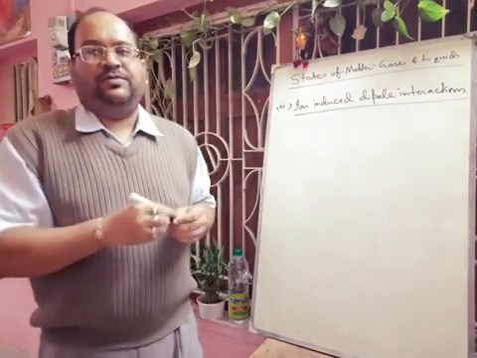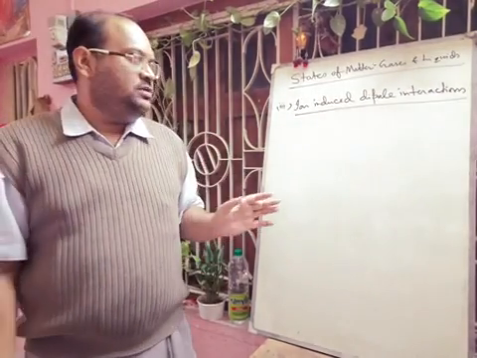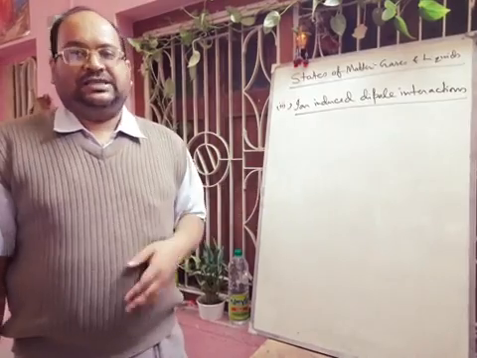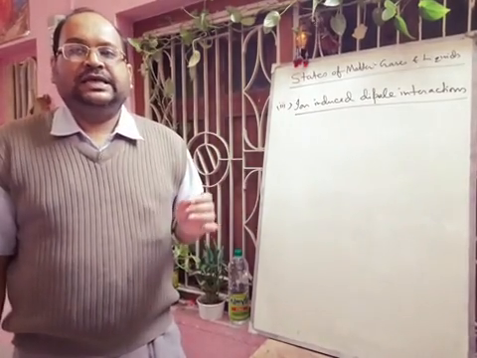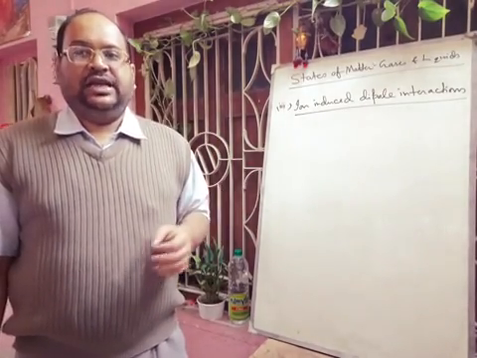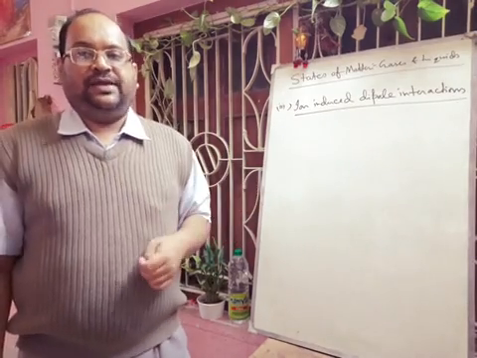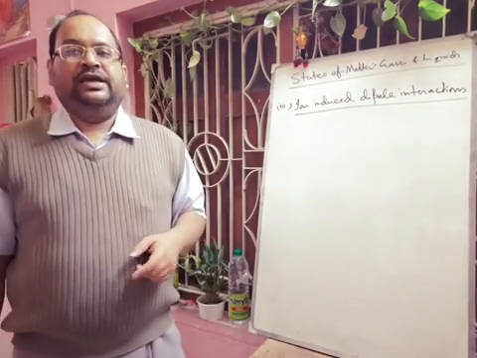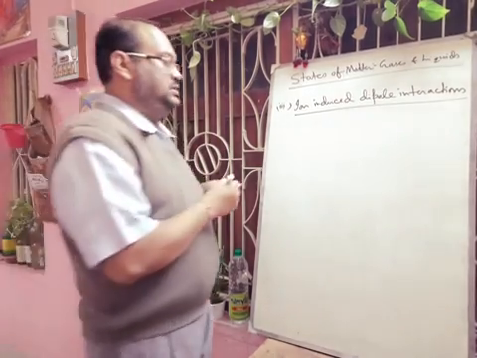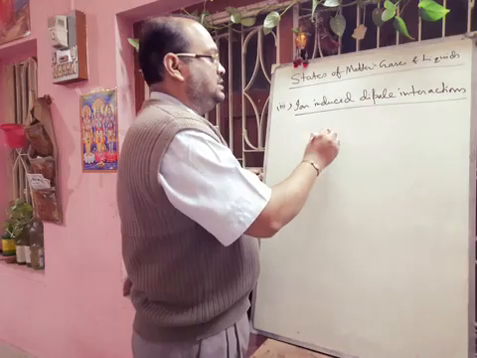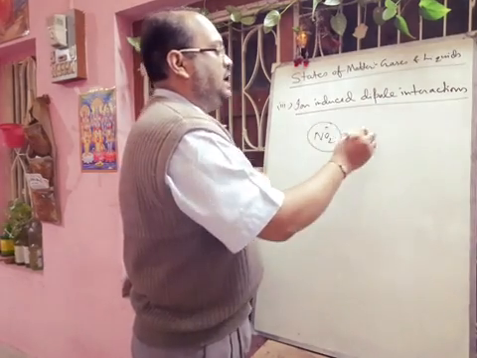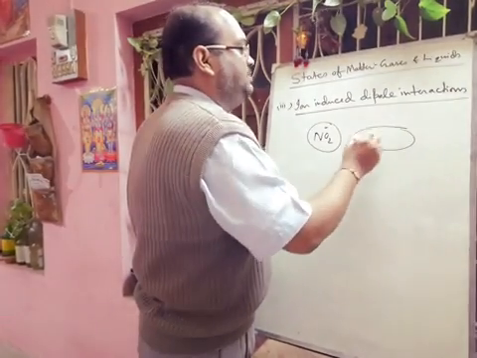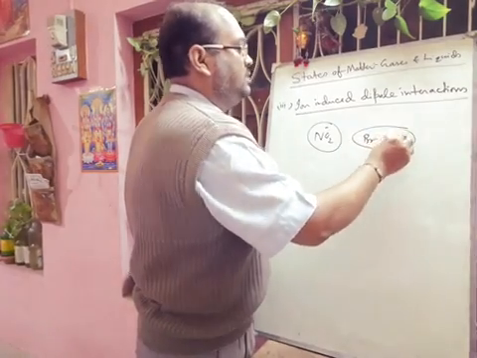Ion induced dipole interactions. A non-polar molecule may be polarized by the presence of an ion near it. It becomes an induced dipole and the interaction is called ion induced dipole. You can think about one ion, NO2 minus, and here we are taking one molecule, that is Br2, bromine.